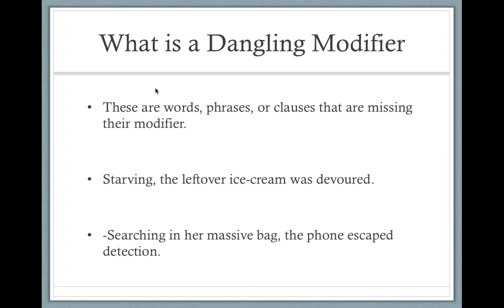Okay, so now what is a dangling modifier? So dangling modifiers are words, phrases, or clauses that are missing their modifier. So in other words, they're dangling. They're far away from what they're describing.